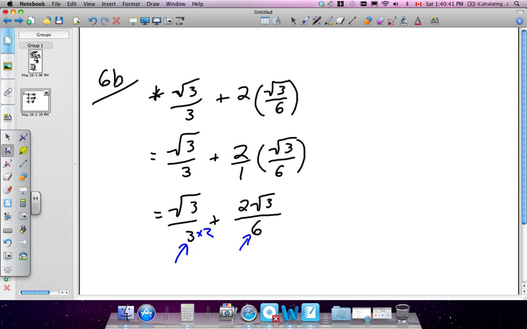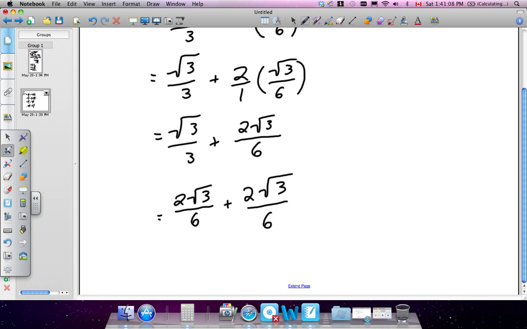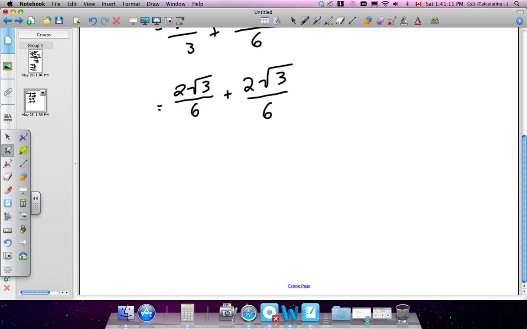So now I'm left with 2 fractions. Now I need the denominators to be the same. So I have a 6 and a 3. Well, I can change the 3 into a 6 if I multiply by 2. Whatever you do at the bottom of the fraction, you have to do to the top to keep it equivalent. So I multiply the top and the bottom by 2. So again, 2 times root 3. We tried it before, so we're just going to leave it as 2 times root 3, divided by 3 times 2, which is 6. Plus the exact same. Look at that. How nice.